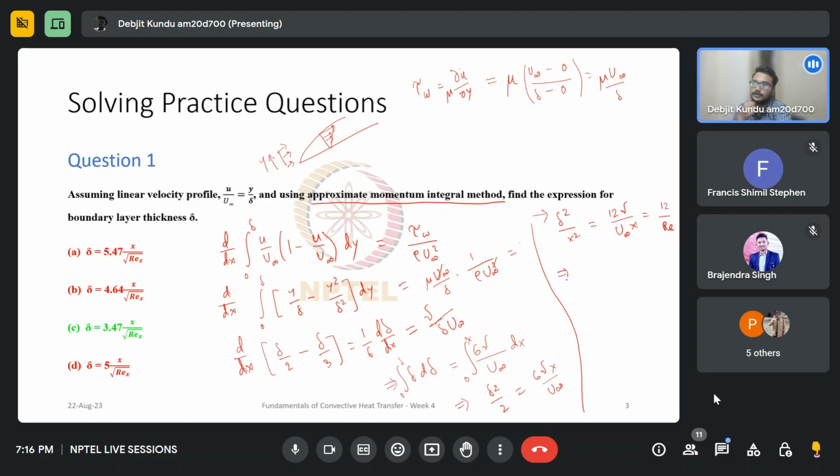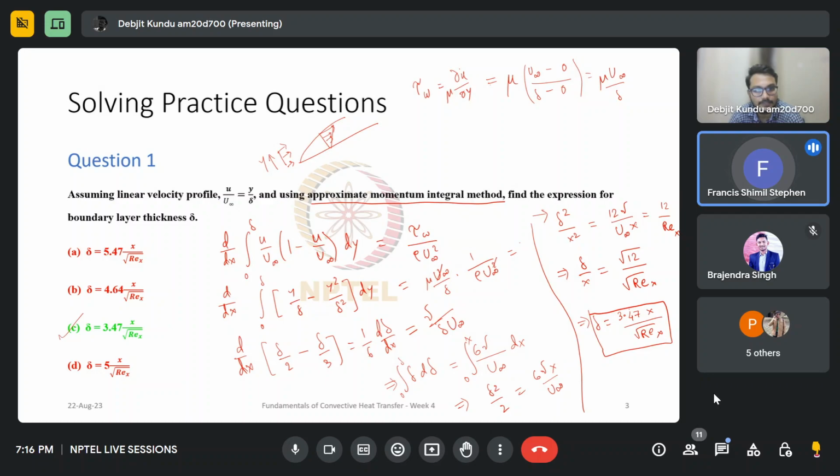Now if I take square root on both sides, delta over x becomes under root 12 over under root Re with respect to x. So now delta I can write as square root of 12, which turns out to be approximately 3.47, and this x I'm pushing up there, and this is under root Re_x. So this is my expression for delta, which matches with option C. I hope this is clear. Any questions regarding this one?